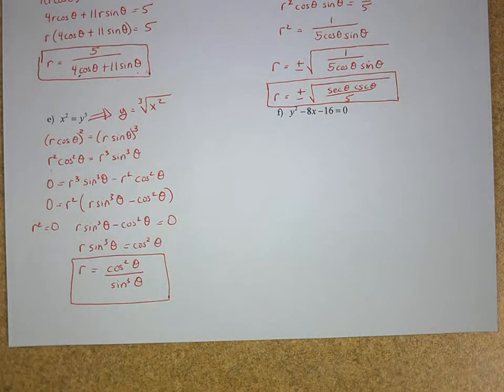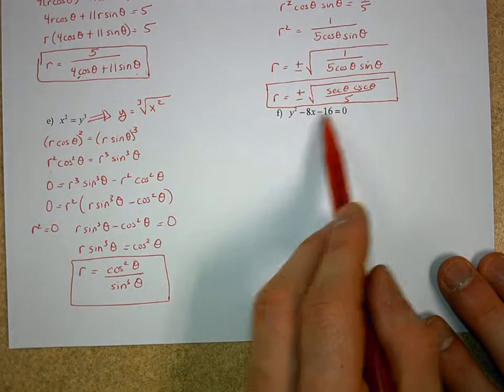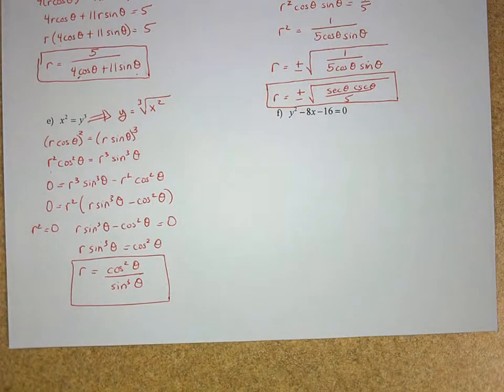The last one we got here looks like something that's pretty close to a quadratic. y squared minus 8x minus 16 is equal to 0. The piece that's different, though, is that I've got a y and an x in the same portion. It'd be really nice if this were to have been an x squared, because I know there are factors of negative 16 that add up to negative 8. But we want to convert this to polar.